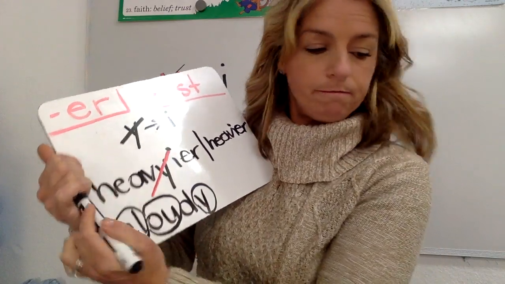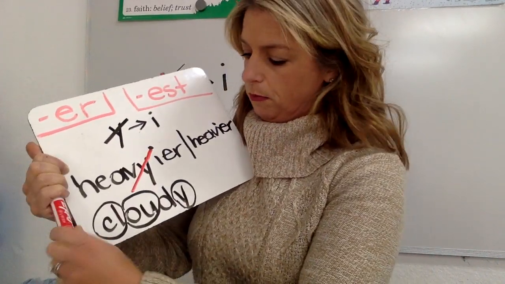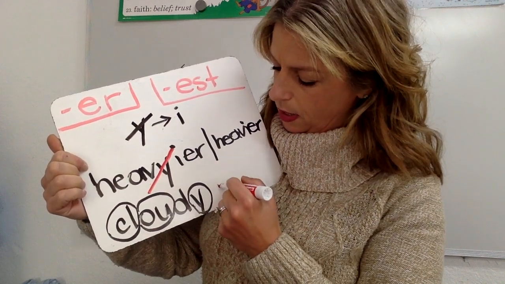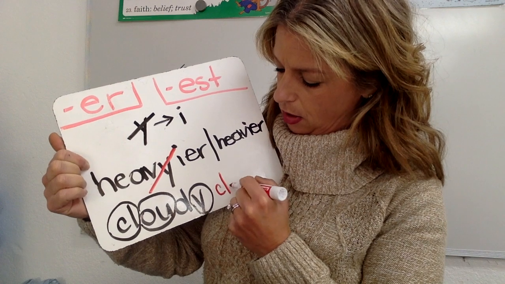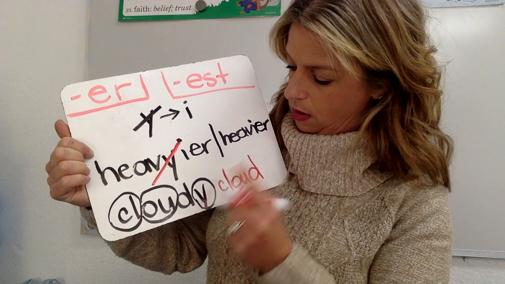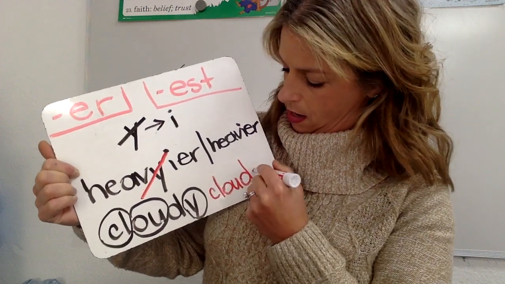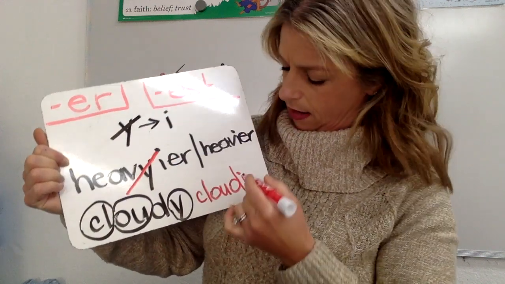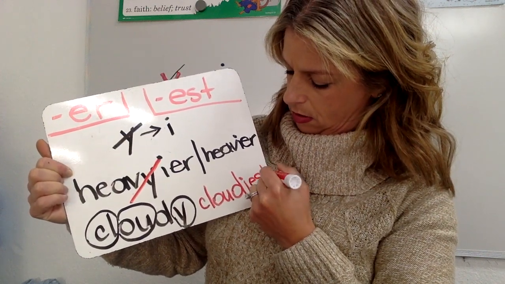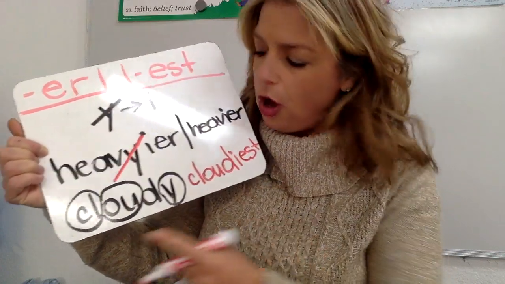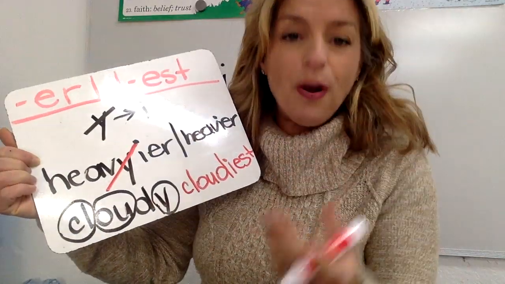So let's rewrite it. We're going to spell it exactly how we see here, but we're going to change the Y. So we have C-L-O-U-D. Nope, we got to take out the Y and add an I. Now we could do er or est. Now, how do we pronounce that word? Do we say cloudist? No, the word is still cloudy. Cloudiest is the word, the new word.